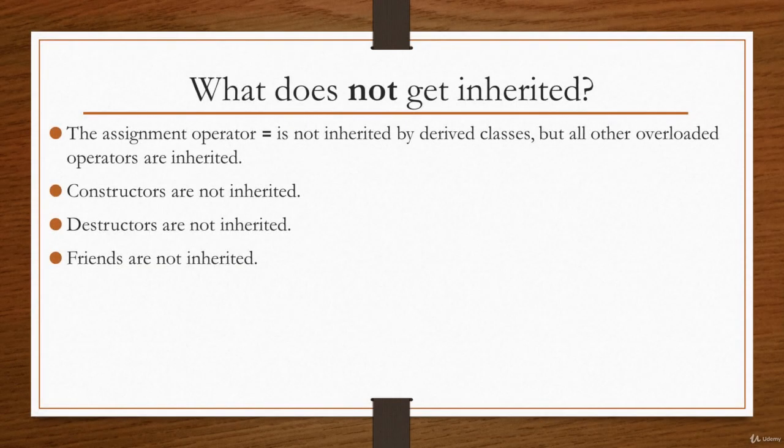So what does not get inherited? Well, the assignment operator is not inherited by derived classes. Let's say you have a user-defined overloaded assignment operator that is not inherited by the derived class. I would like to note that all other overloaded operators are inherited. Constructors are not inherited, destructors are also not inherited, and friends are also not inherited.